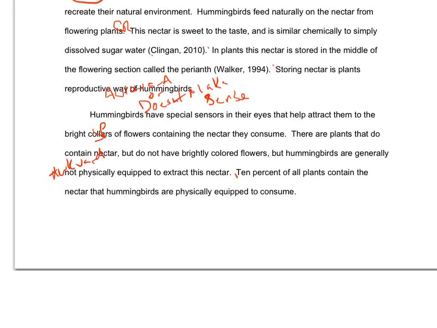Then we say, we're starting here, 10% of all plants contain nectar that hummingbirds are physically equipped to consume. Okay, this is what you would see here. You would see 10%. There are ways specifically laid out in APA for how to write numbers. Here's an example of them. Anytime we're talking about a statistic, we are to use the numeral values for the number. So if you talk about 10% or 300 out of every 400 youth, you're going to physically write the numeral values of the numbers, regardless of any other rules in APA.